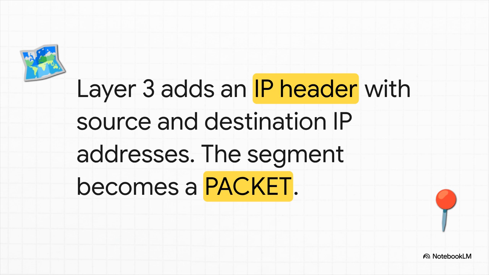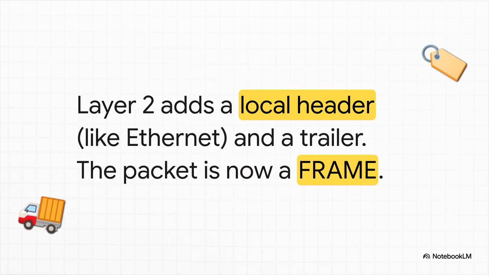It's like writing the full global mailing address on the envelope. Now, we call it a packet. Then, it's on to layer 2, the data link layer. This layer adds one more envelope, but this one's different. It contains the local address, the MAC address, for the very next stop on the journey, like your home router. This final, fully wrapped package is called a frame.